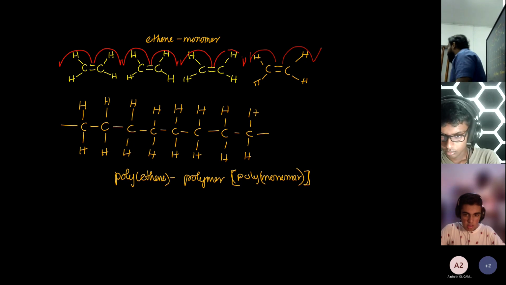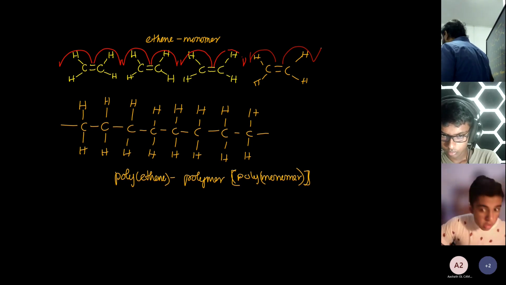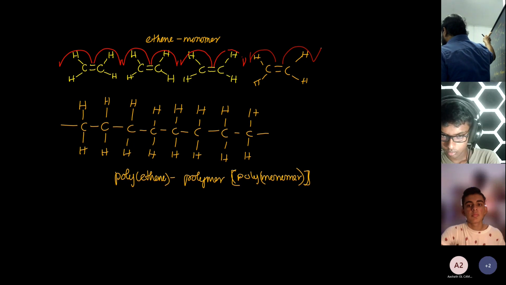You name the polymer as polymonomer because we never know how many monomers are going to combine. It can be 1,000, 500, we don't know. So this one is the polymonomer. This is polymer. That's monomer. That's a polyethylene.